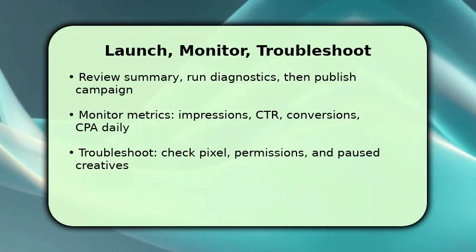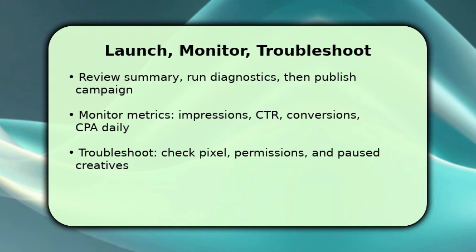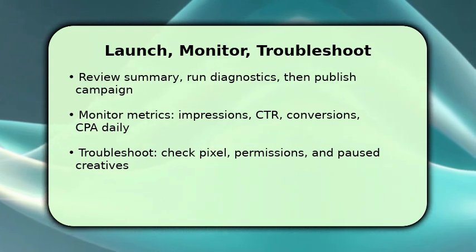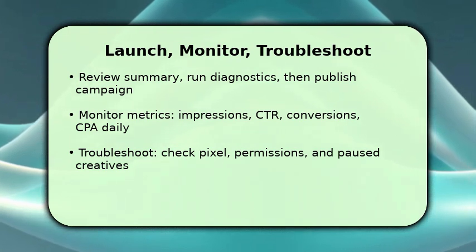If performance stalls, check the pixel and permissions first. This one troubleshooting tip fixes most delivery and attribution issues, because missing tracking often prevents conversion optimization.